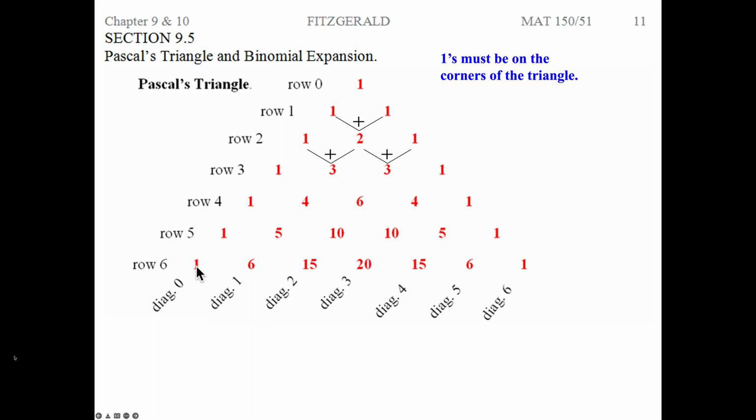So this one right here is 6 combination 0. This 6 is 6 combination 1. 15 is 6 combination 2. 20 is 6 combination 3. Then 6 combination 4, 6 combination 5, and finally 6 combination 6.